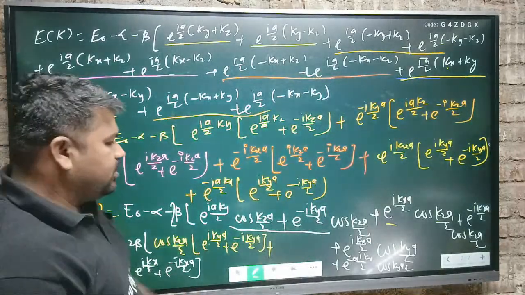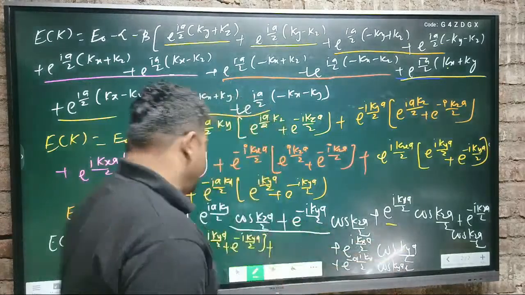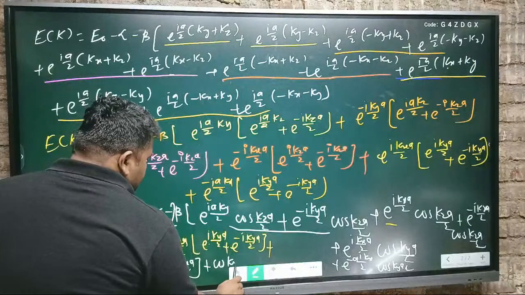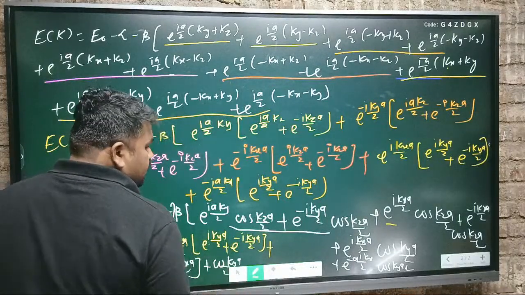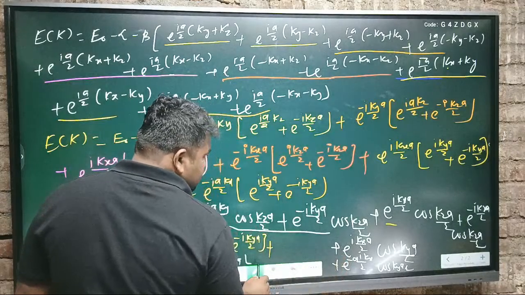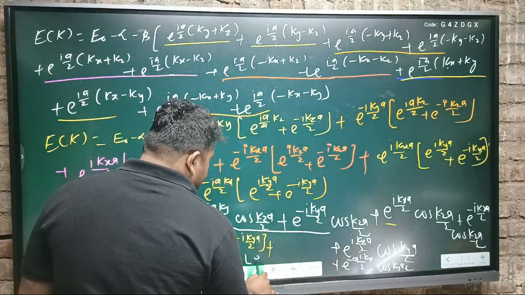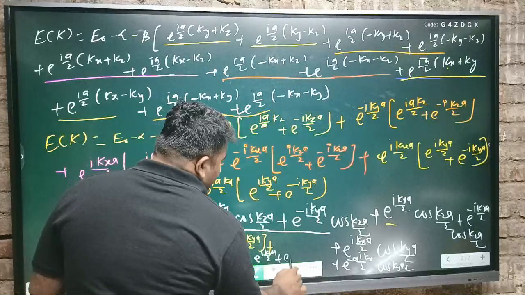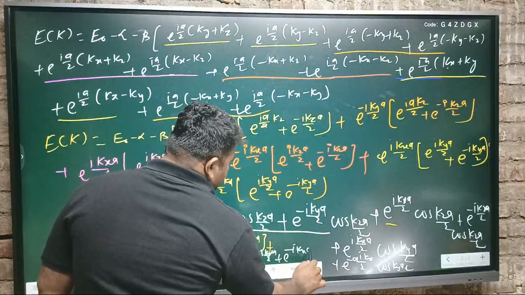Now what will come out from the last term? Cos ky a upon 2 is common, into how much? E to the power I kx upon 2 plus e to the power minus I kx upon 2.